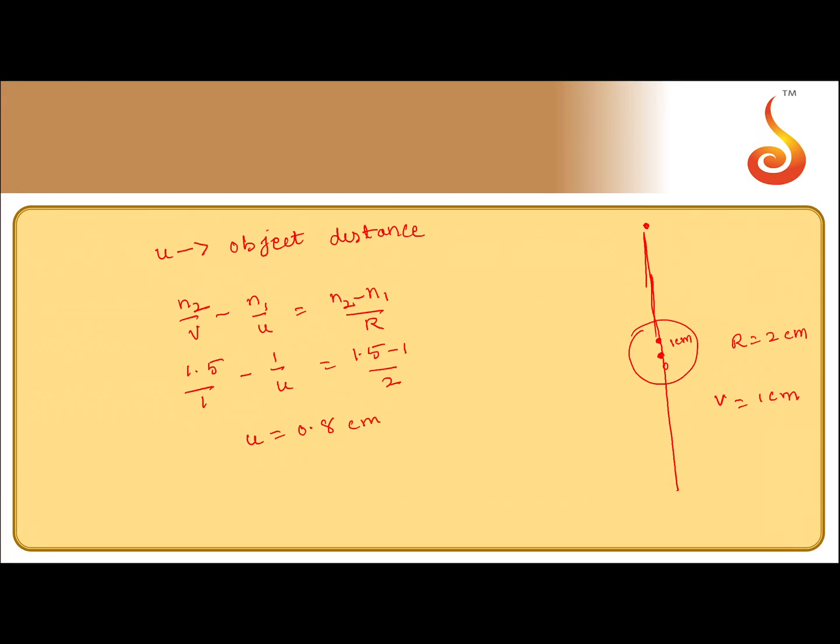Now the distance of the bubble from center O is 0.8 centimeters. So the real depth, let me write this as real depth, is basically nothing but 2 minus 0.8, which is nothing but 1.2 centimeters. So this is the answer.